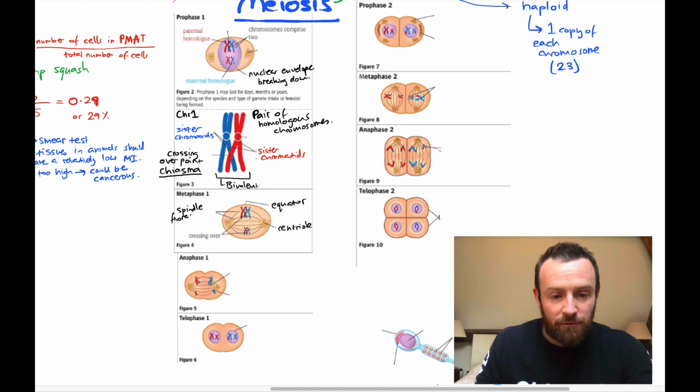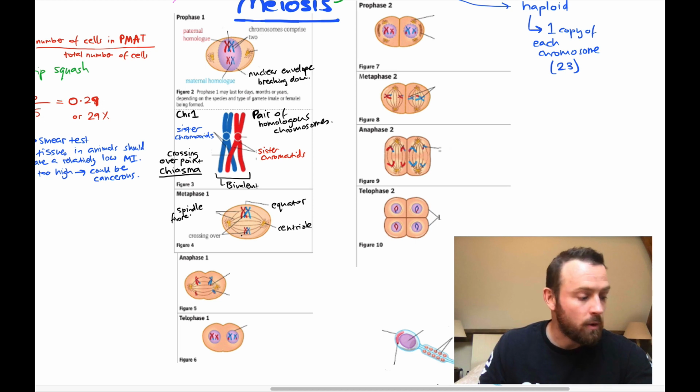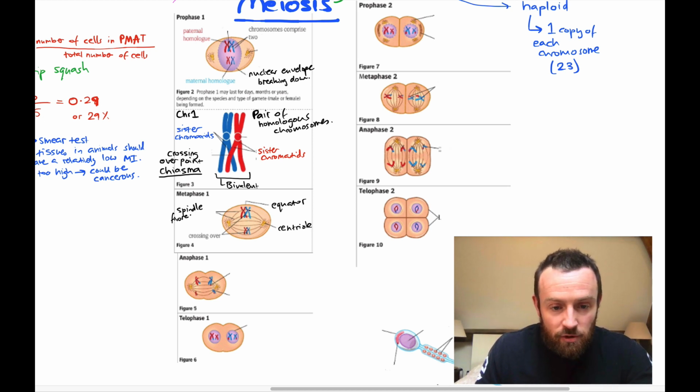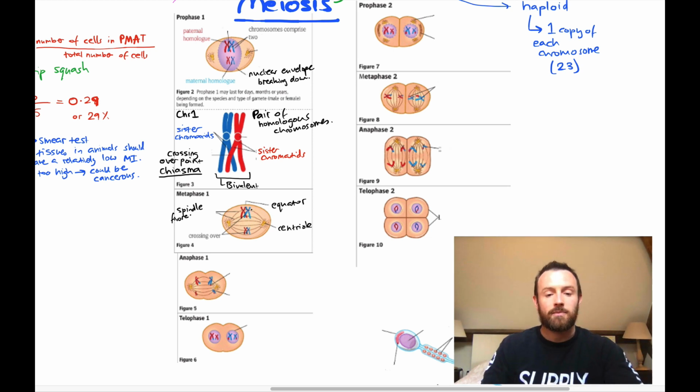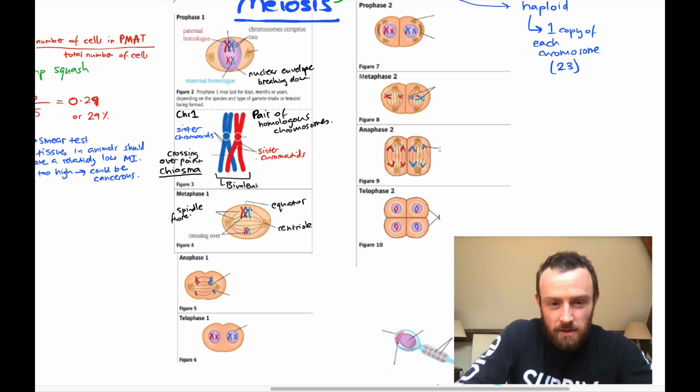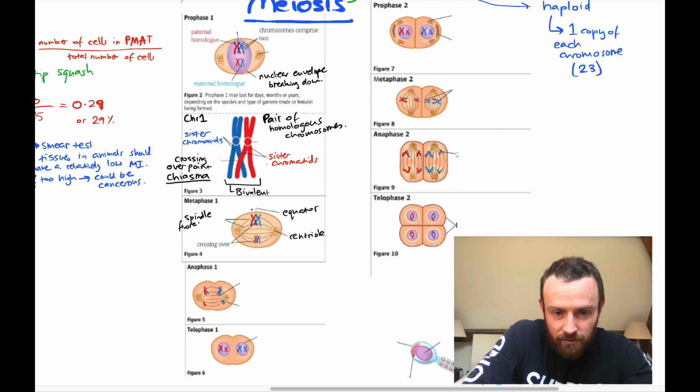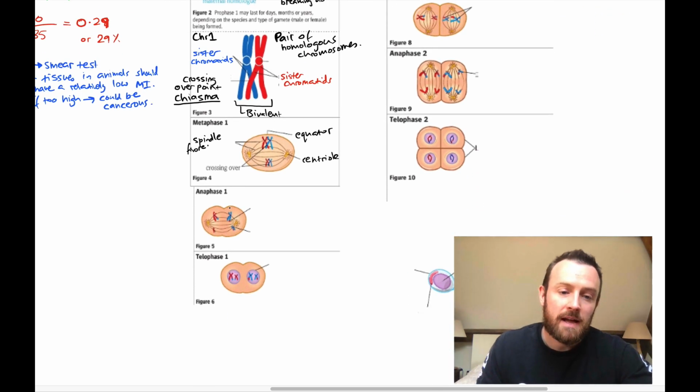So the key difference here is that we've got the pair of chromosomes lining up down the equator. Then, still via their centromeres, remember that's the little dot in the middle, the chromosomes are attaching to the spindle fibers, so that at anaphase they're pulled apart. I'm going to zoom in a little bit more for this anaphase diagram. So anaphase, again, similar to mitosis, chromosomes being pulled apart.